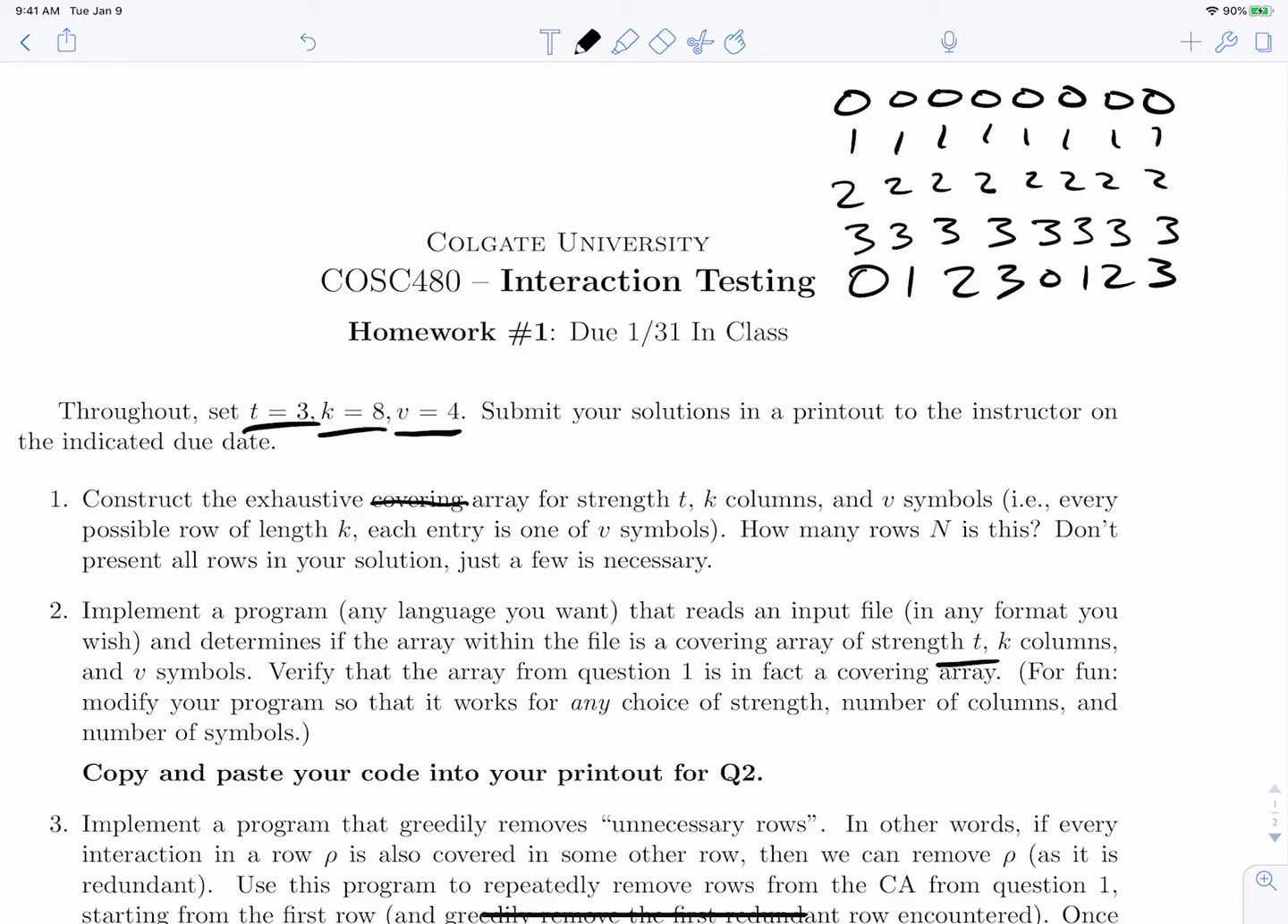I actually don't know the number offhand, but it's 8 choose 3. That's the number of possibilities. I don't know the exact number offhand, but that's what that is.